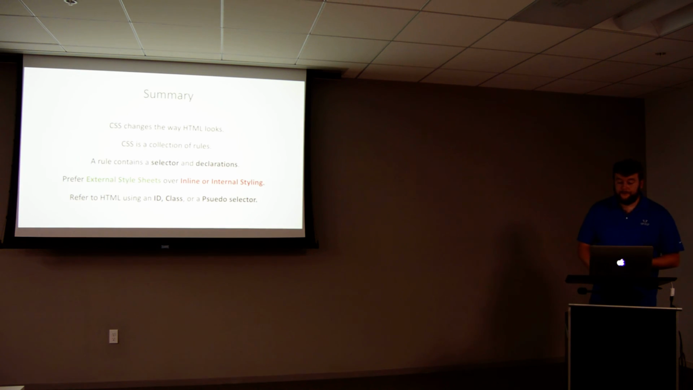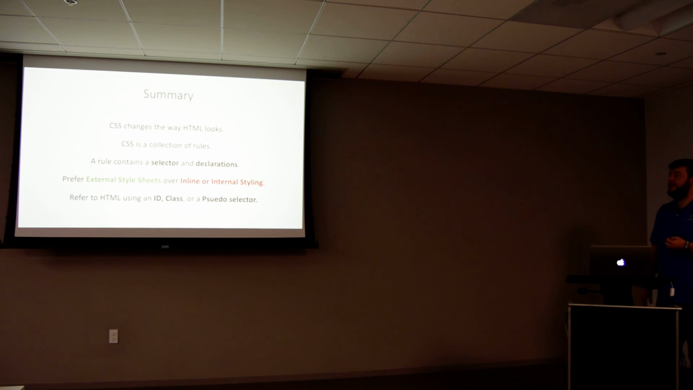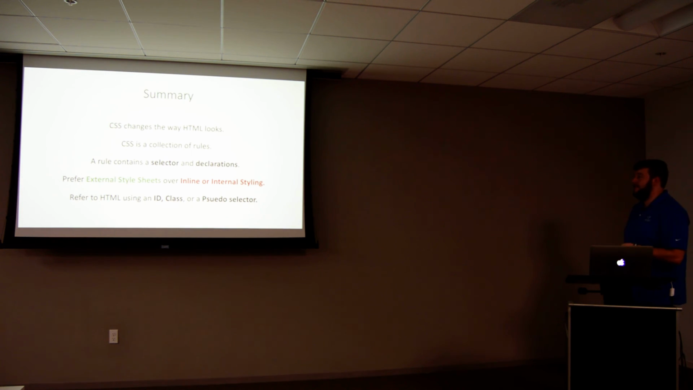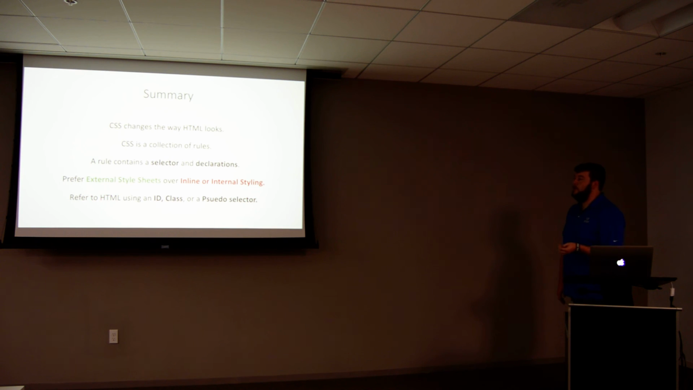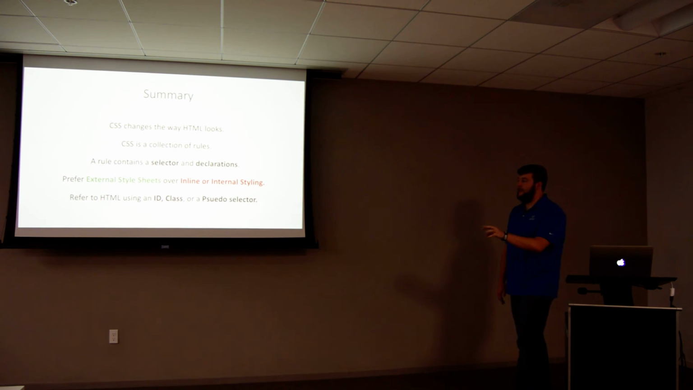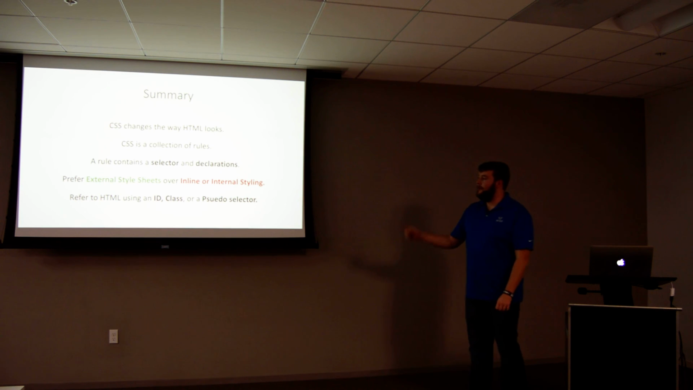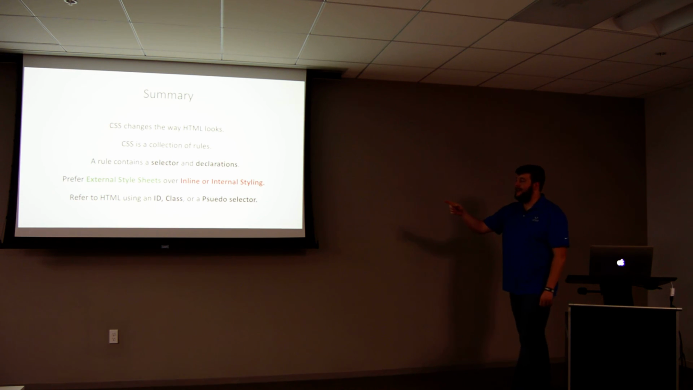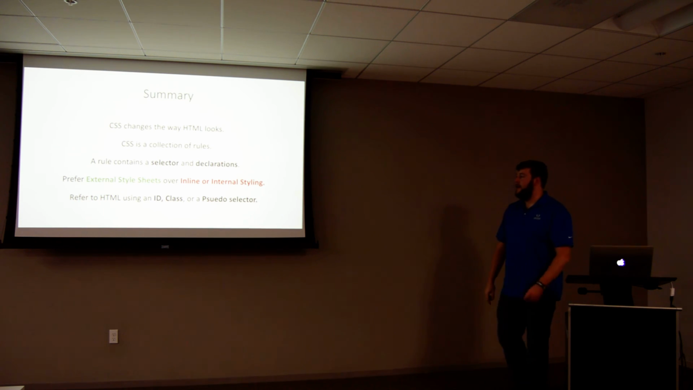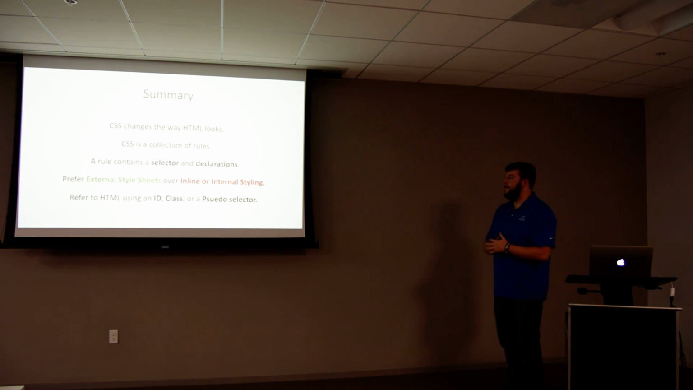So to summarize, CSS changes the way that HTML looks. It's simply a collection of rules. A rule contains a selector and a list of declarations. The declarations have a property and a value. That's the tree structure, as it were. And then we typically try to prefer external style sheets over inline or internal styling. And in our rules, we can refer to HTML using an ID, class, or a pseudo selector.